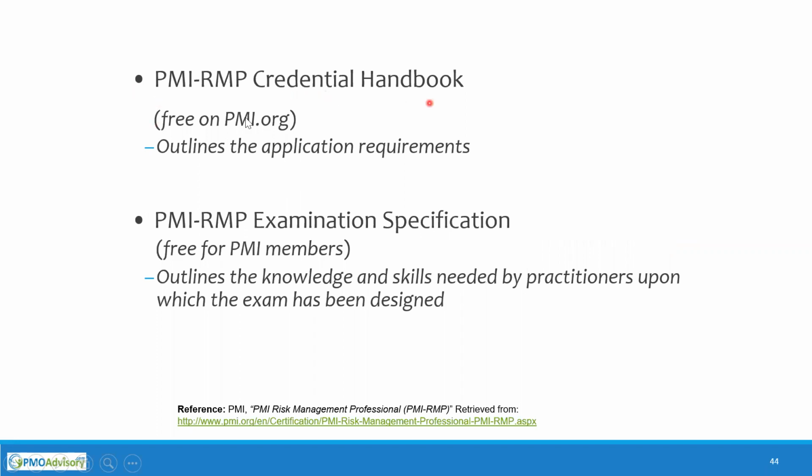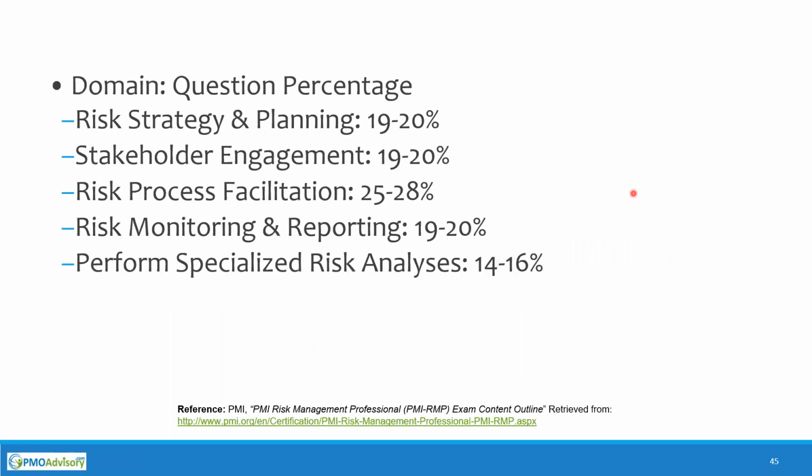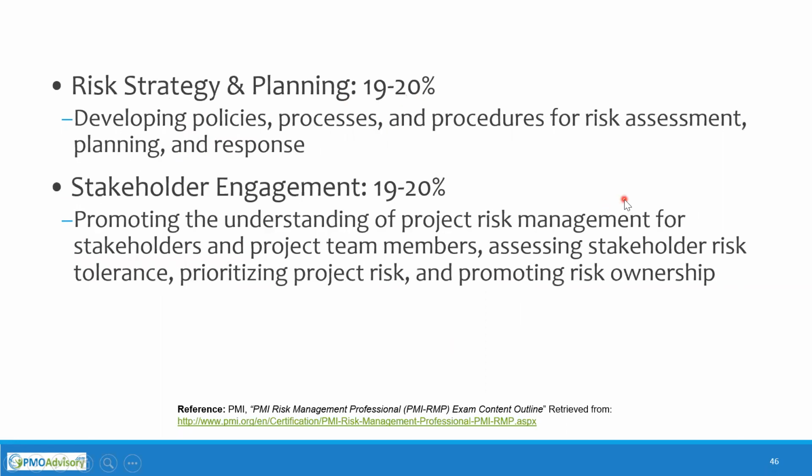There is a credential handbook online that's free on PMI.org. And there's also an exam specification that's free for PMI members. It's called the Exam Content Outline, and you can download that, and that can help you learn a little bit more about it. So this certification covers these domains listed here: risk strategy and planning, stakeholder engagement, risk process facilitation, monitoring, reporting, and performing specialized risk analysis. And you can see how that's distributed, with most of it being on risk process facilitation, but kind of evenly distributed across the other areas.